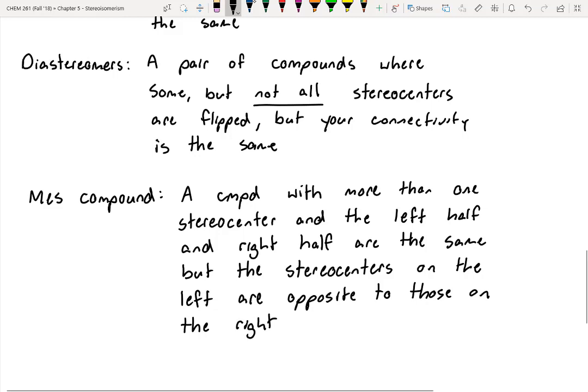So we're not looking at a pair of compounds anymore. We're looking at a single compound. We're saying the left-hand side of that molecule is the same as the right-hand side, and the stereocenters on the left have an opposite stereocenter on the right. Does that make sense? So a meso compound, for example, will never have two S stereocenters. It will never have two R stereocenters. However, if you've got an R on the left and an S on the right, maybe it's a meso compound, assuming that the left-hand side is the same as the right-hand side. Does that make more sense?